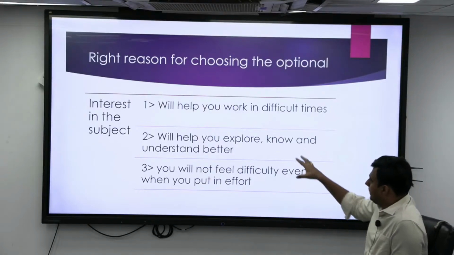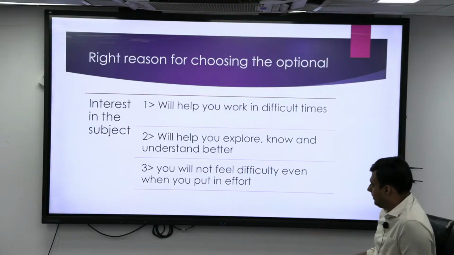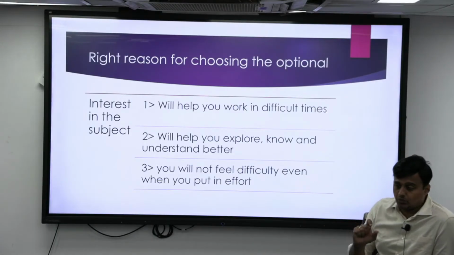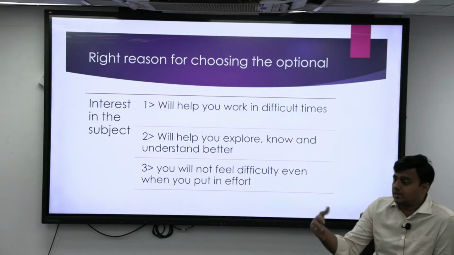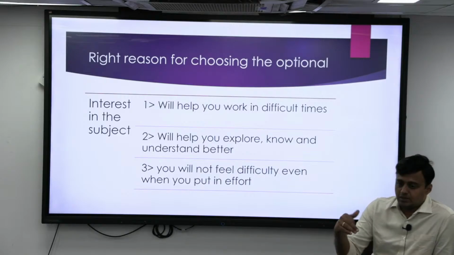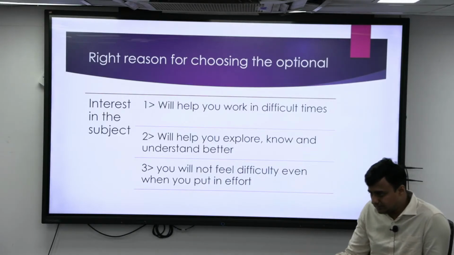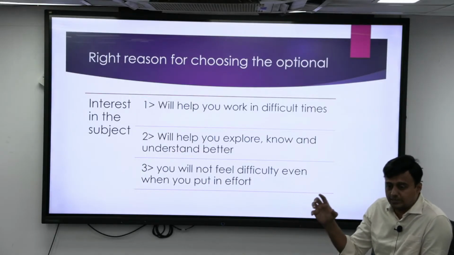That will help you, it will work in difficult times, or you will not feel difficulty even when you put in effort. It will help you explore, know, understand. Because if you have more aptitude, you will have a little curiosity also. Okay, let me understand how it is working. Let's say, for example, district administration, law and order, so many things are there. What are the challenges they face? You should have a curiosity. That will come only if you have basic orientation.